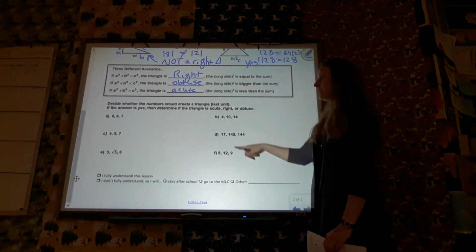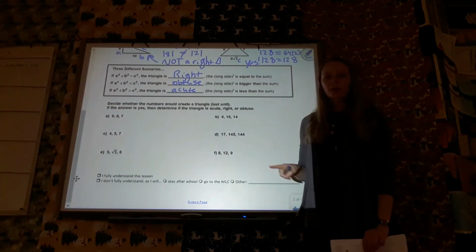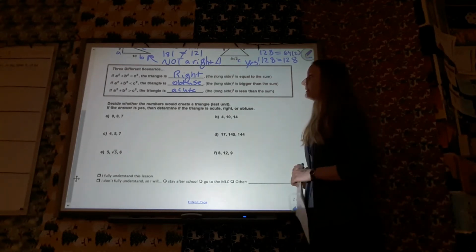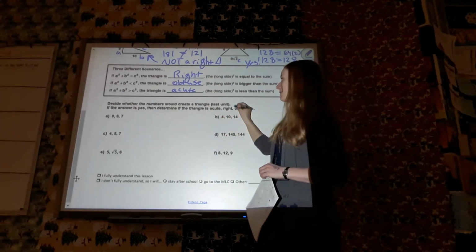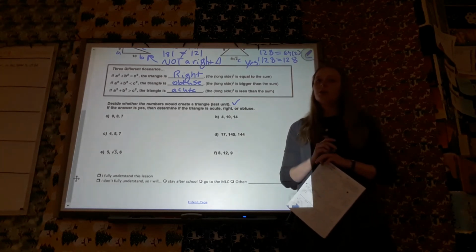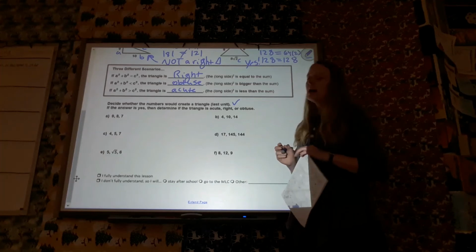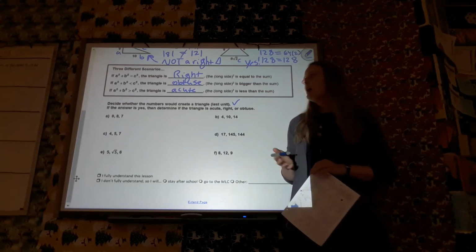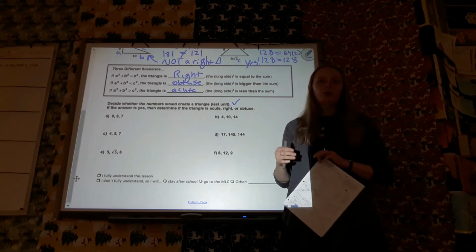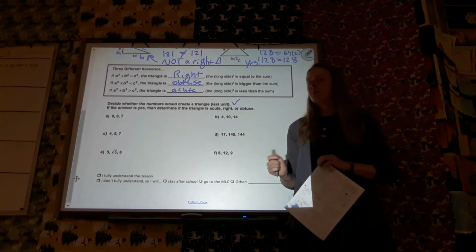Right? So we're going to test that out with these examples here, and then that will be it for our lesson today. So we're going to decide whether the numbers would create a triangle. That's the first thing that we're going to do. If you remember from one of our previous units, we talked about how to decide if numbers will create a triangle, and I'll review that in just a second. But if we decide that those numbers would create a triangle, then we would decide what type of triangle.